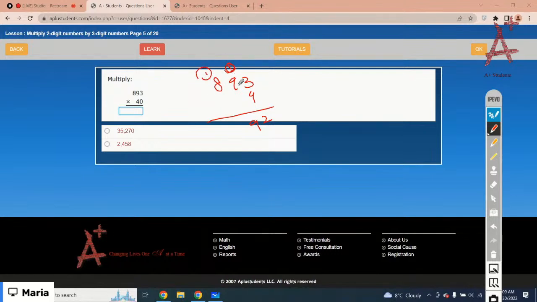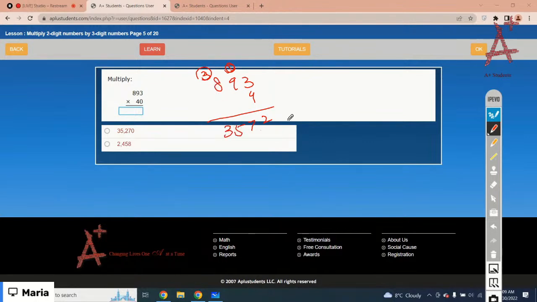Sorry, not 2, 4. 4 times 3 is 12, 2, 1 carry. 4 times 9 is 36 and 1, 37. 7 and 3 carry. 4 times 8 is 32, 33, 34, 35.